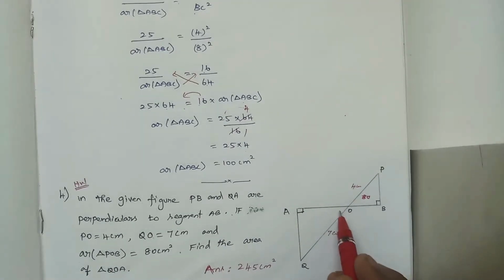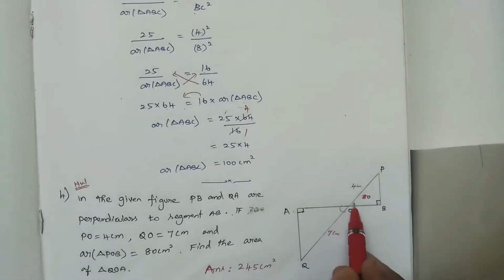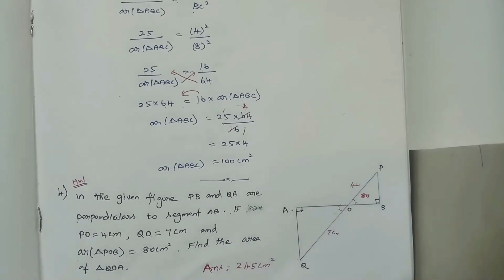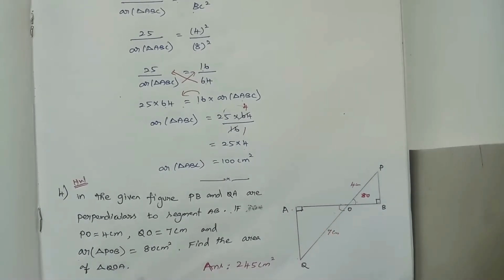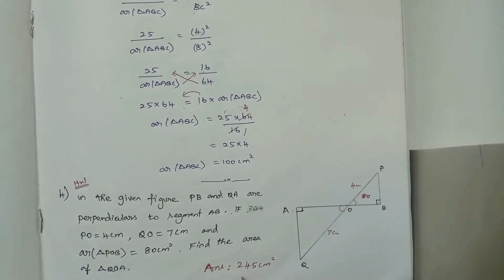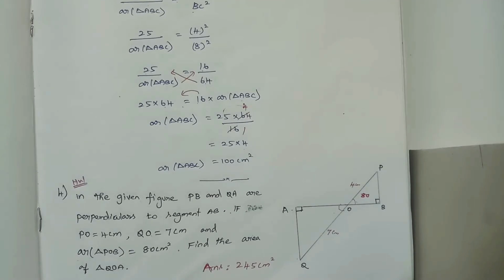Which angle? Angle AOQ and angle BOP. These two angles are equal. How are these two angles equal? Vertically opposite angles are equal. If these two angles are equal, then by AA similarity, these two triangles are similar. If these two triangles are similar, then by using the area ratio theorem we can find that the area of triangle QOA is equal to 245 centimeter square. Take it as homework. Next, sum number 5.